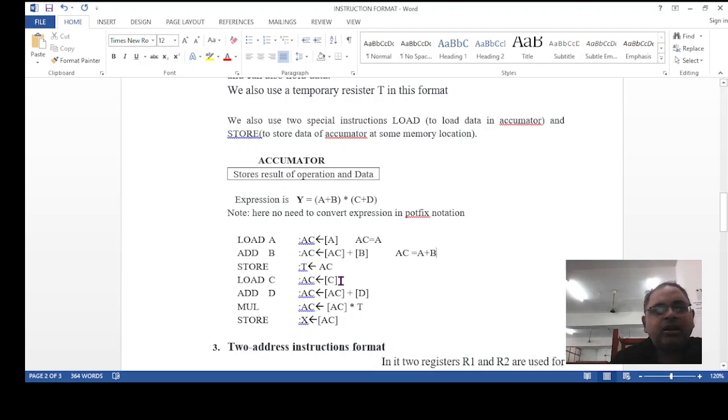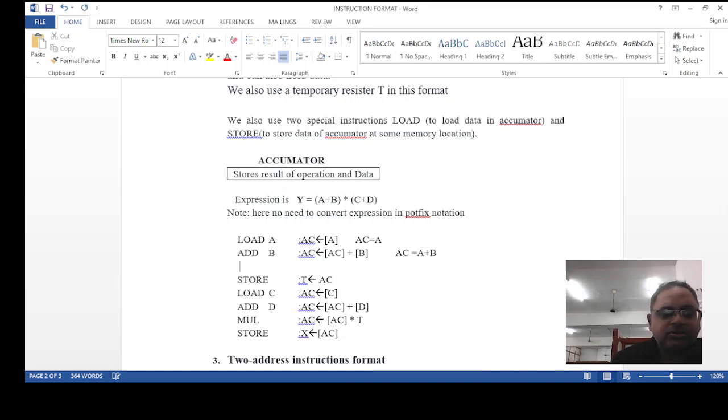Okay, now we have to evaluate the c plus d. If after this add b we write down load c, what will happen? Accumulator will contain the c, and the data we have gotten, a plus b, will be overwritten. A plus b will disappear and c will come in its place.